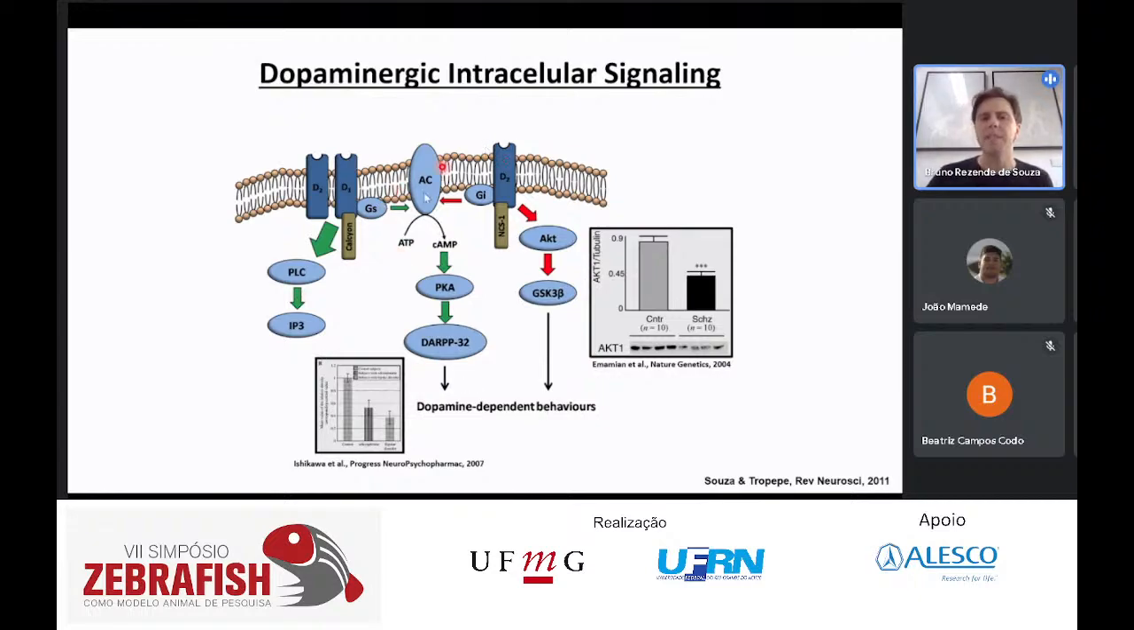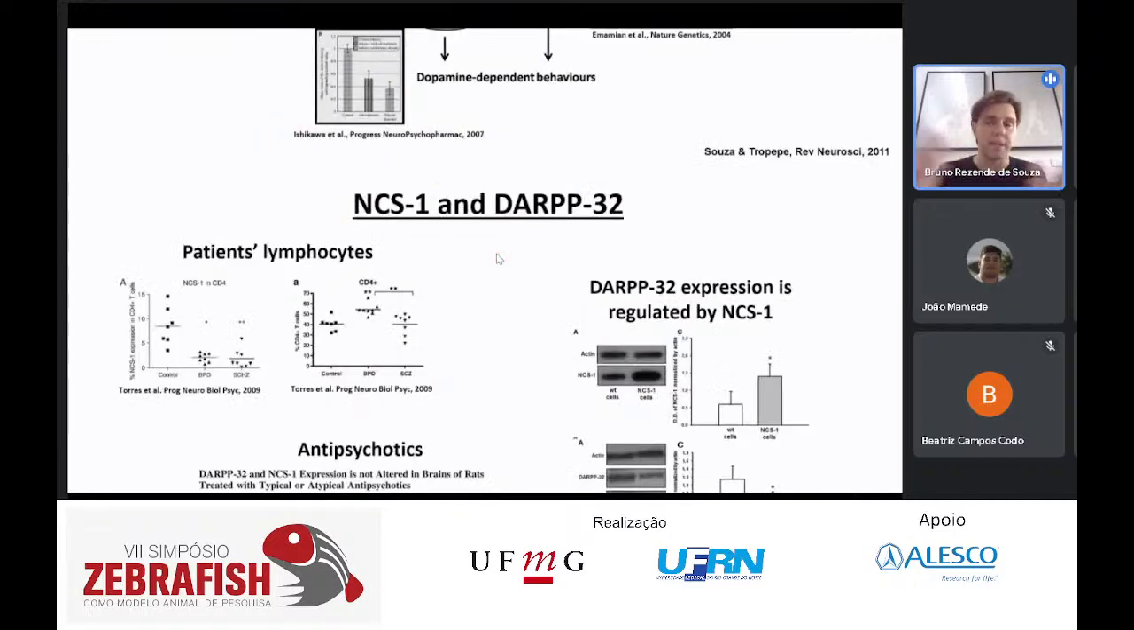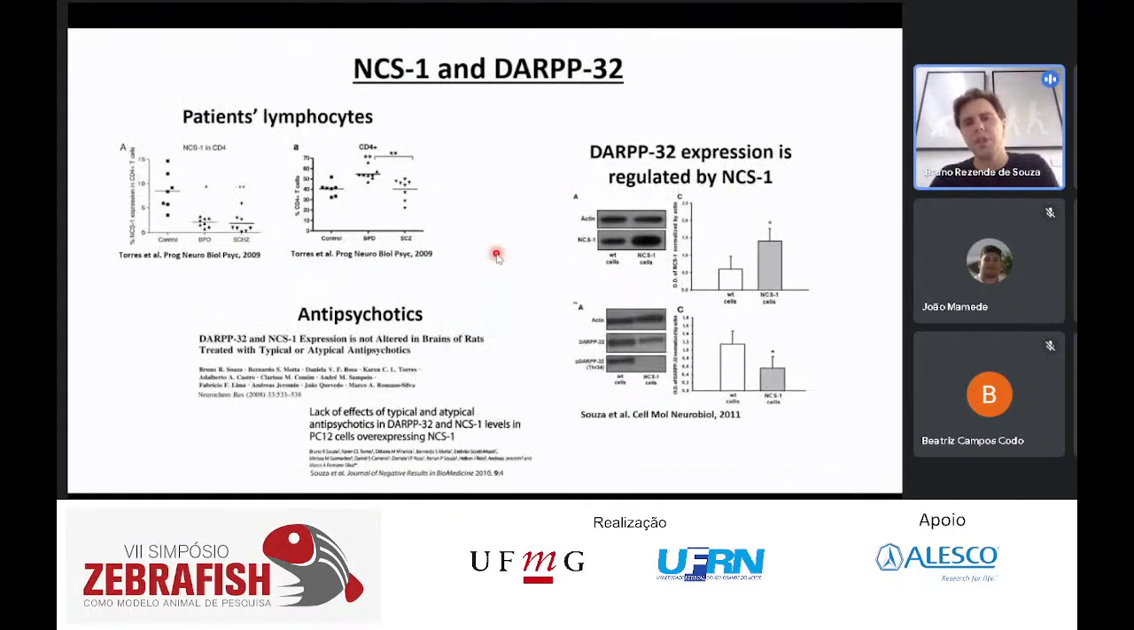When we think of dopaminergic intracellular signaling and check the proteins related to this signaling in schizophrenia, bipolar disorder, or other disorders, we can see alterations: a decrease of DARPP-32 in the prefrontal cortex of schizophrenics, for example. AKT shows a decrease as well. NCS1 shows an increase. Calcium shows an increase. So we see all these alterations of dopaminergic intracellular signaling proteins in the brains of patients with psychiatric disorders. So first of all, we started studying some patients' lymphocytes to see if we could use some of these, like NCS1 and DARPP-32, as biomarkers.